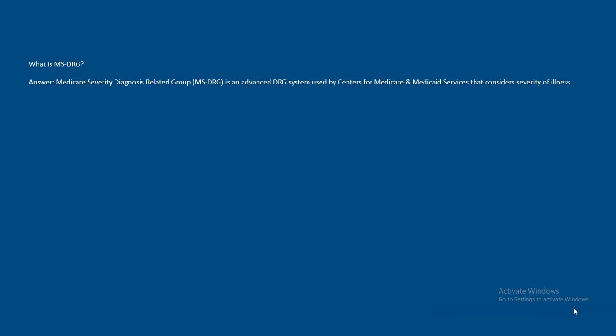Next, most of the inpatient coders will use MS-DRG. So what is this MS-DRG? Medicare Severity Diagnosis Related Group. Mostly we will use this MS-DRG for CMS, Centers for Medicare and Medicaid Services, which considers severity of illness. So MS-DRG is used for CMS or Medicare patients or Medicaid patients.